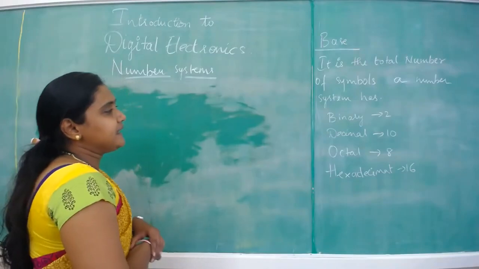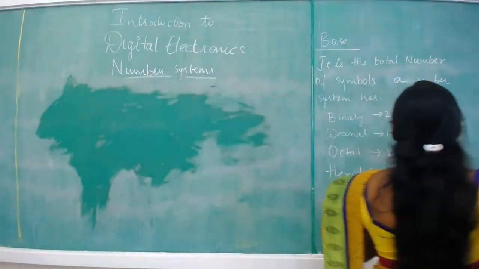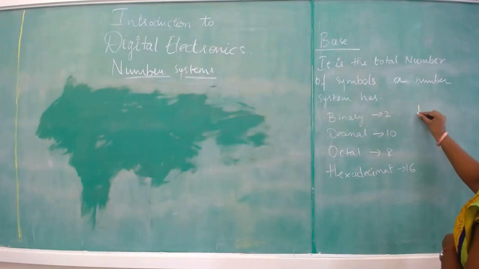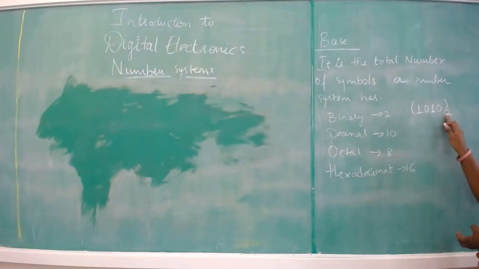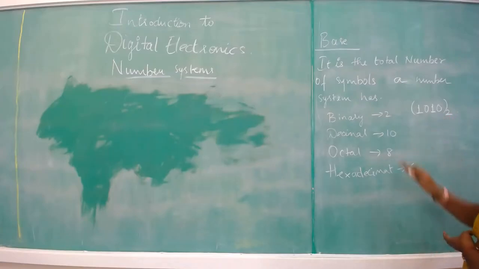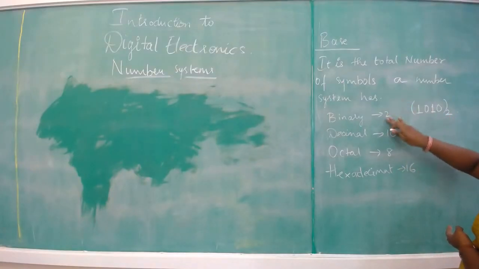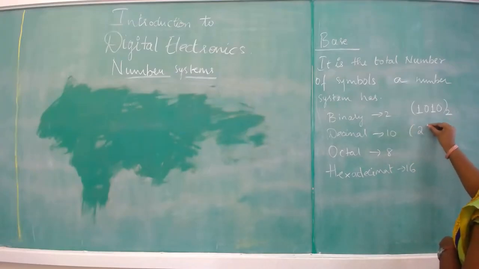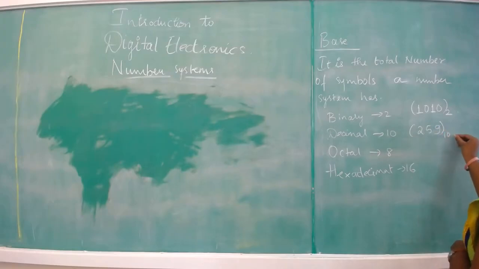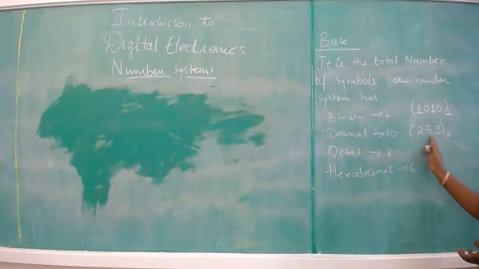So whenever you are representing any number, I will just write it here for your understanding. I will write a binary number like this. I will place a base here. That means if I write like this, it is a binary number system, because we are representing the total number of symbols it has as a base here. We are placing a base to this number. So it becomes a binary number. Moving to the decimal number, I will write a decimal number like this. I will write base 10. This simply indicates that this particular number is a decimal number.